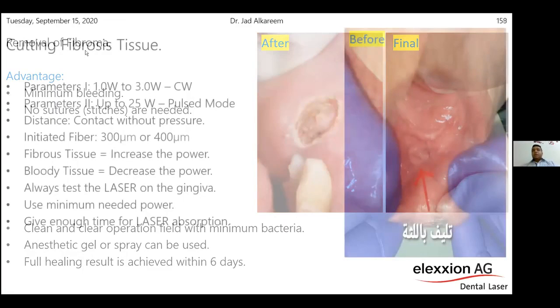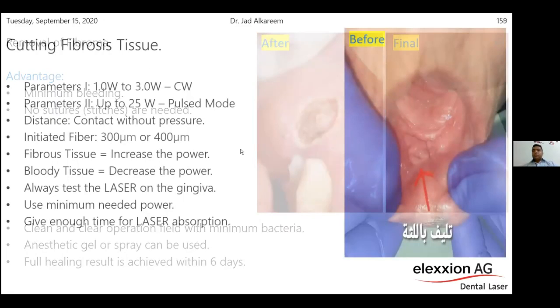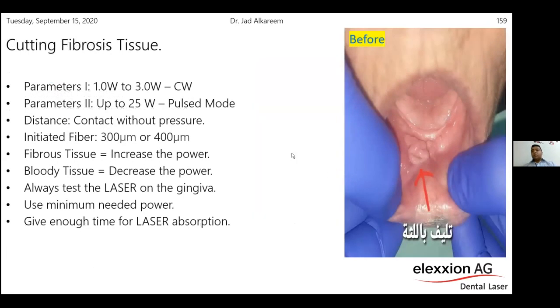Cutting the fibrosis tissue for the old patient, because many of the edentulous old patients complain from this kind of issue. The parameters were also the same, 1 watt up to 3 watt. But as this case has a very fibrous tissue, I can recommend 3 watt to cut continuously to cut this fibrous tissue.